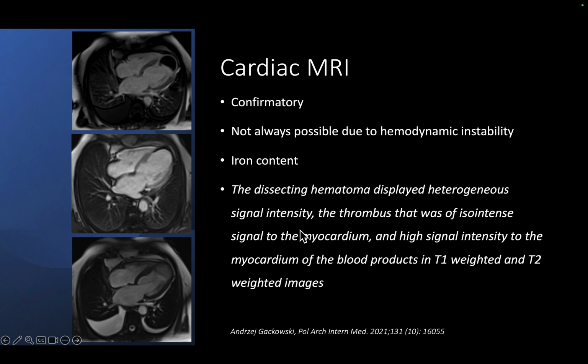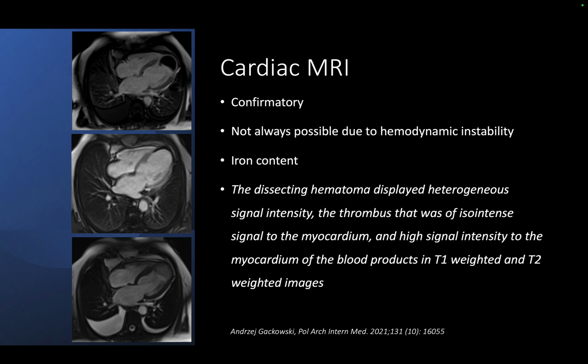Now, what do we do in MRI? MRI actually is a confirmatory test to prove that this is an intramyocardial dissecting hematoma, or a thrombus, or something else, and that's usually confirmatory. But most of the time the patient is not in a situation to be wheeled in for an MRI to be done.